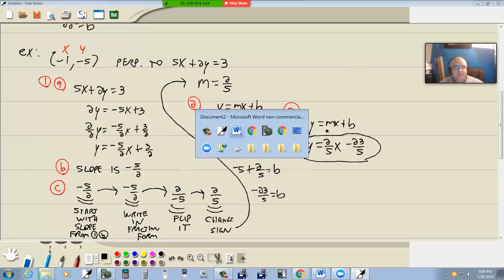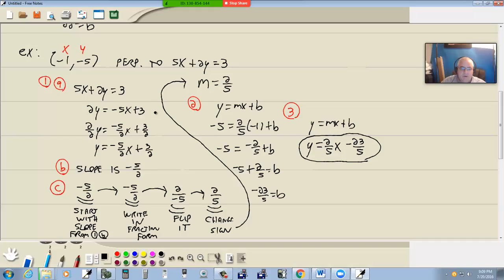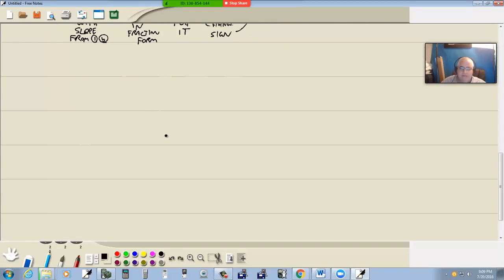Now this is specifically just asking you to find the slopes of parallel and perpendicular lines. But part of that process is how do you find a parallel or perpendicular, so that shows you. Now the other thing I want to show here is to create a model, linear model or whatever, using linear regression. So let me scroll down. Let's say you do have some data points.